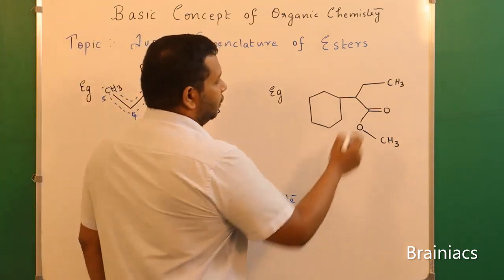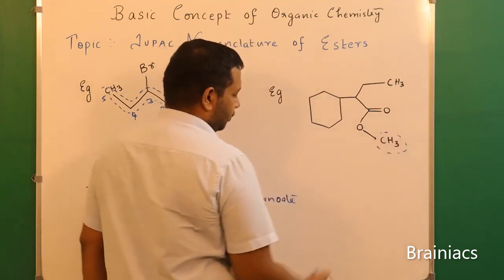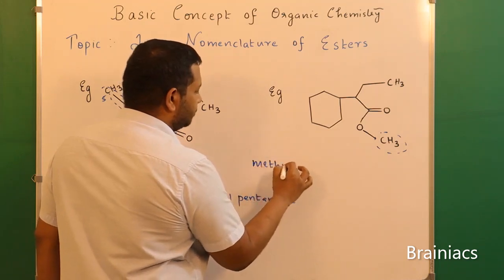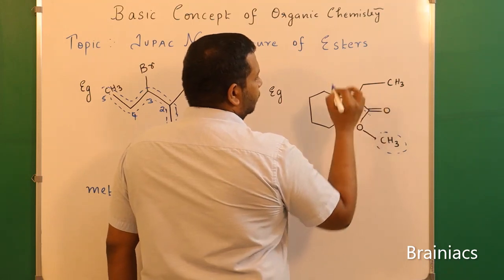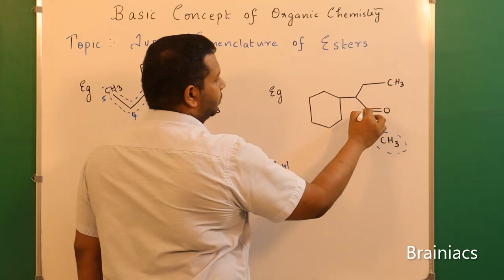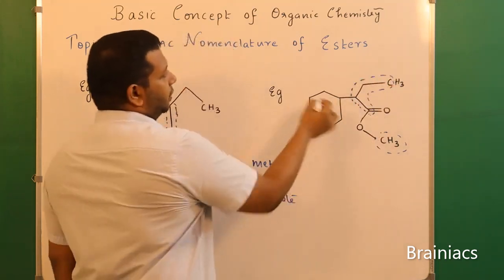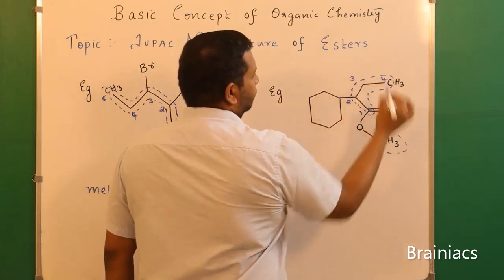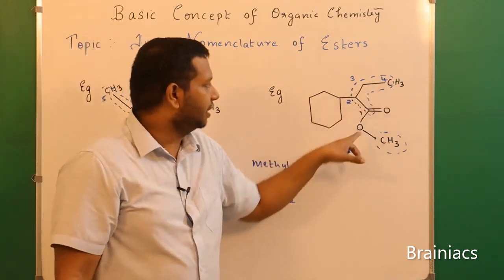So here also I could see COOR. The R here, the alkyl group, is methyl. So I will start by writing methyl. Then I will put the numbering here. I know I need to start from here. Since the functional group is attached to the side chain, this becomes my parent carbon chain, and this becomes a substituent. So 1, 2, 3, 4. Correct? Why? Because the functional group is attached to the side chain.